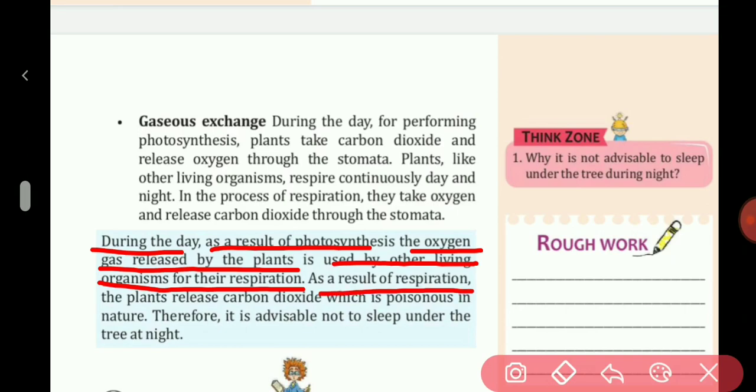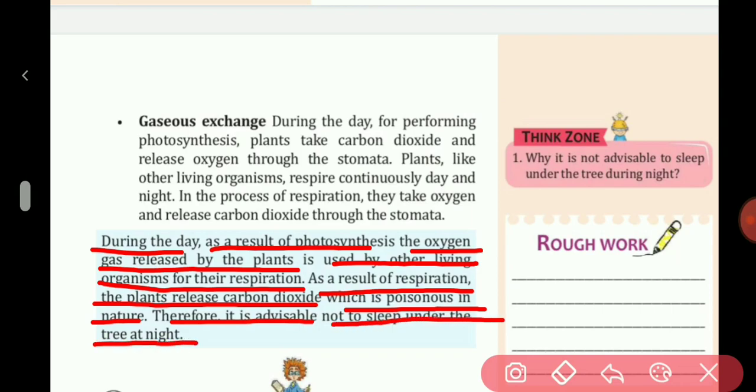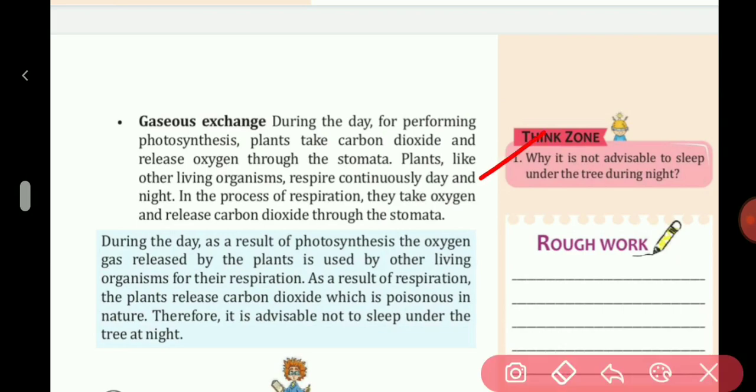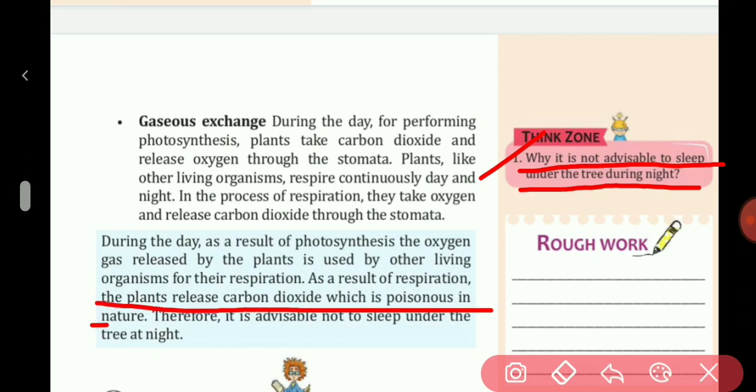As a result of respiration, the plants release carbon dioxide, which is poisonous in nature. Therefore, it is advisable not to sleep under the tree at night, because at night they take oxygen and release carbon dioxide, which is poisonous in nature. So we get the answer to this question here. Why is it not advisable to sleep under the tree during night? Because the plant releases carbon dioxide, which is poisonous in nature.